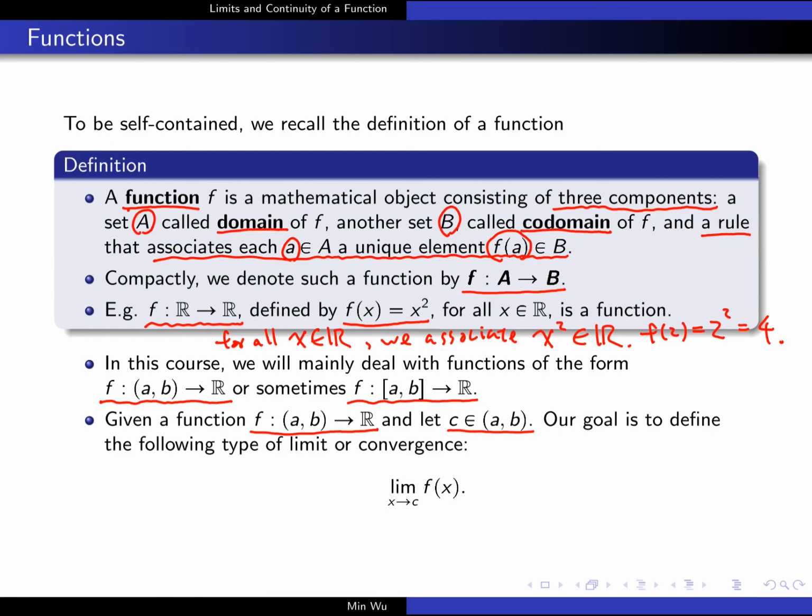Okay, so this is basically the limit of a function f at a point c. Intuitively, this is what value the function is approaching when your point x is very close to c.